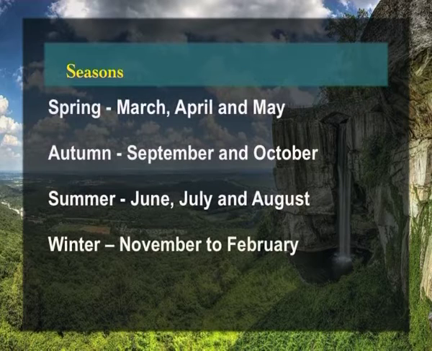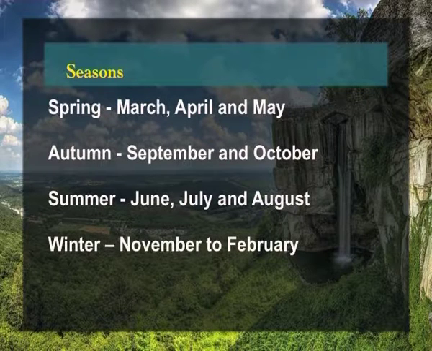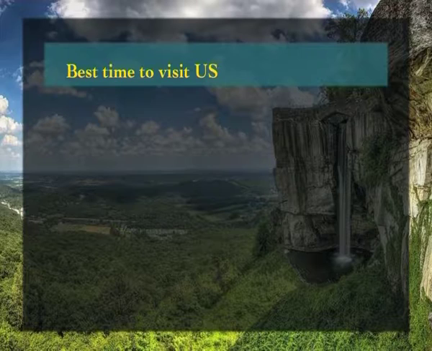Seasons. Spring is in the months of March, April and May. Autumn, September and October. Summer, June, July and August. Winter is between November and February. Best time to visit the US.